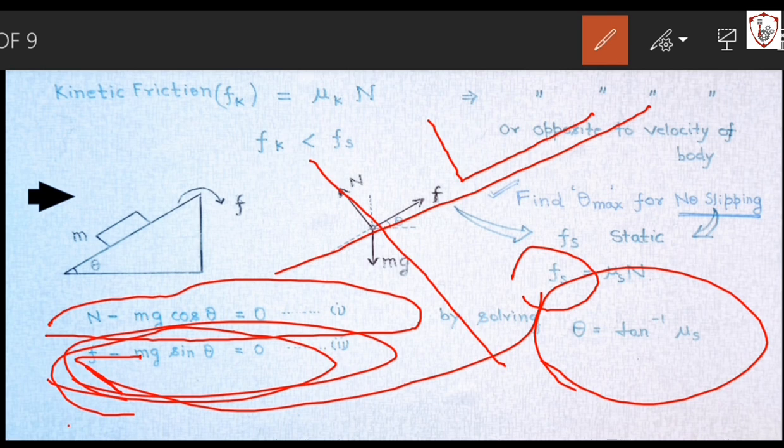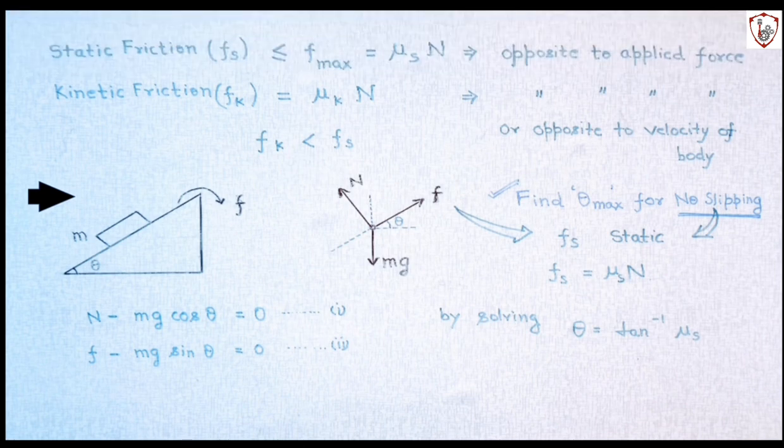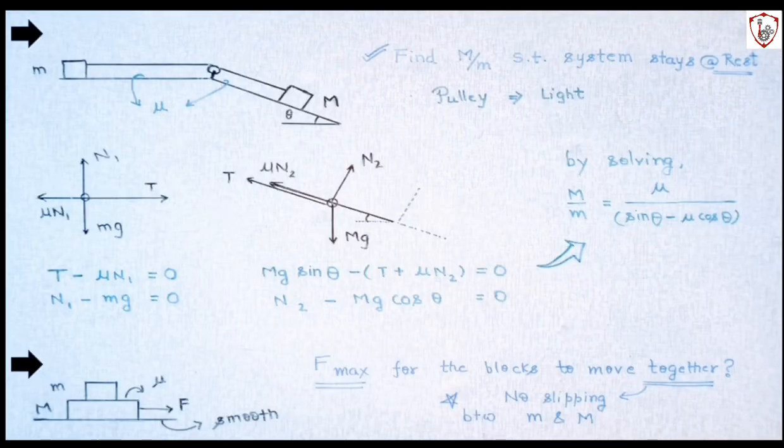We will discuss more problems because this chapter is all about problems. Let's see one more problem here. In this example, there are two blocks connected by a string over a light, massless pulley. The small mass m block is on the horizontal surface and the bigger block, capital M, is on the inclined plane making an angle theta. Both the surfaces, horizontal and inclined, have the same coefficient of friction mu.